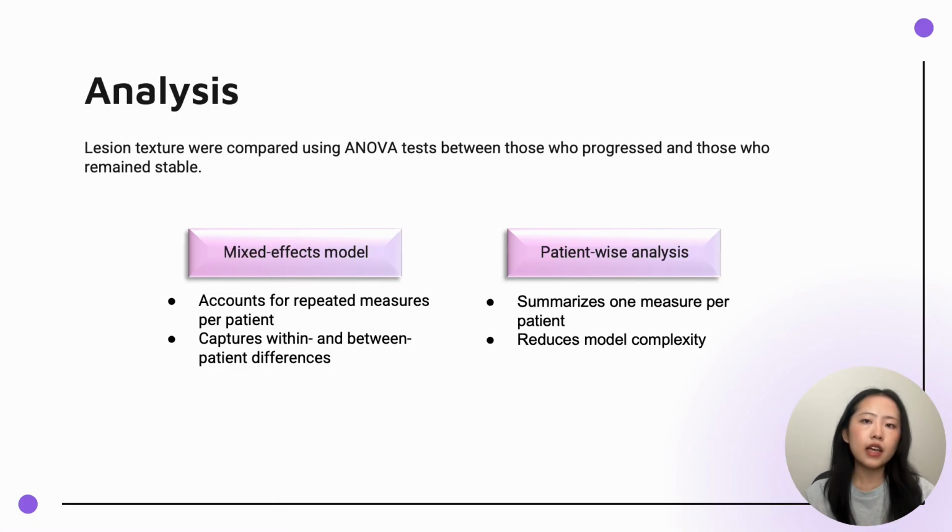For our analysis, we implemented 2 models that used ANOVA tests to compare progression groups. The first was a mixed effects model, which accounts for repeated measures per patient, since most had more than 1 lesion. This model captured both within and between patient differences. Then we also used a patient-wise analysis, which averaged all lesion texture measures within a patient into one value, reducing the model complexity and allowing for easier comparisons.